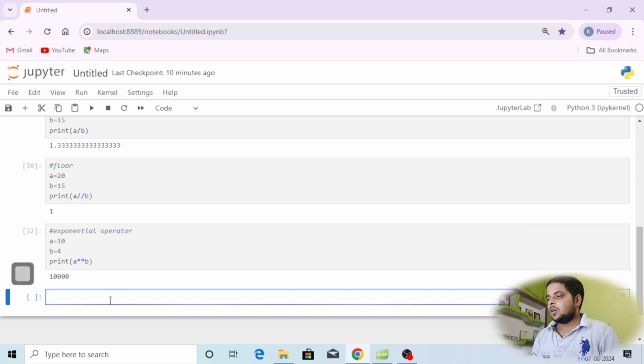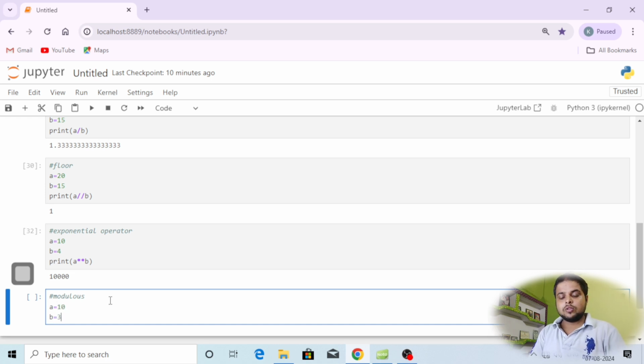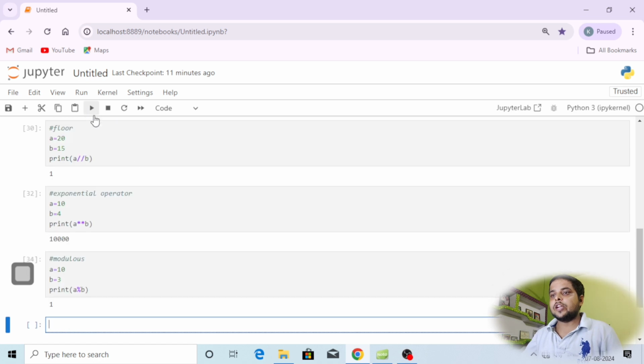Now the last operator is the modulus operator. The modulus operator gives you the remainder of a division. Whichever division you perform, it will give the remainder. Let us suppose A equals 10 and B equals 3. Then A modulus B gives the remainder. 3 times 3 is 9, remainder 1. So let us check. This is all about arithmetic operators.